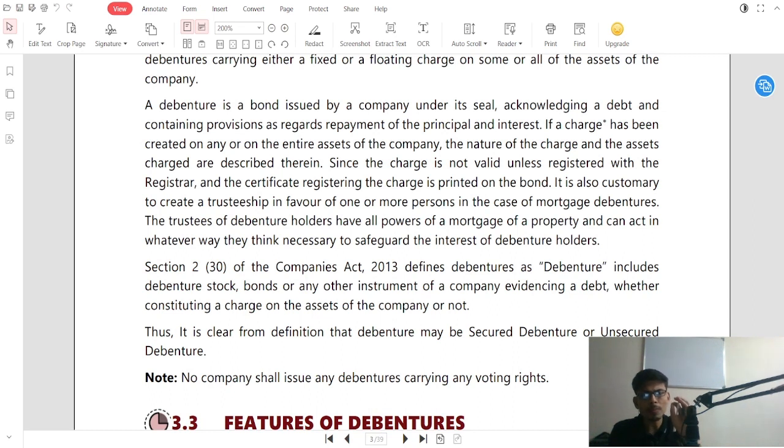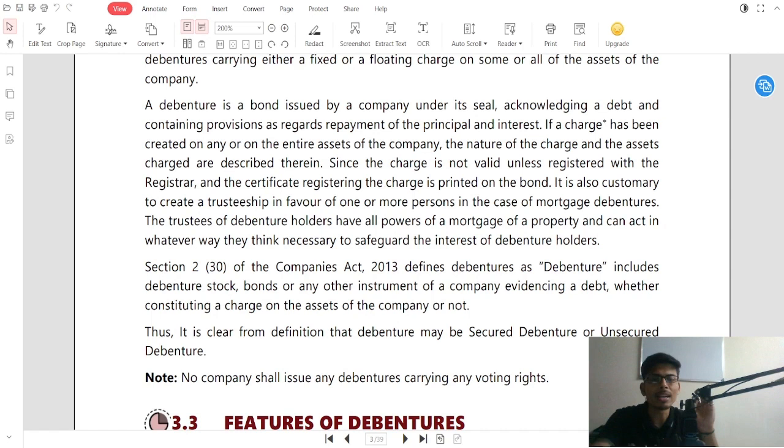Secured means your money will not go anywhere. Your money is safe. But unsecured means the money is not safe. Like it may be unsecured, so there is no such benefit or collateral given with respect to the debenture. Let's discuss this a little bit.